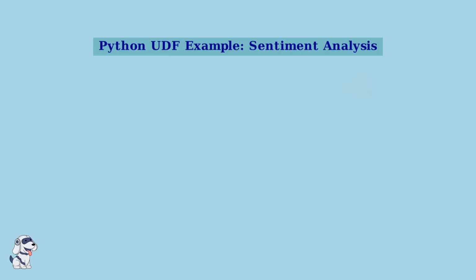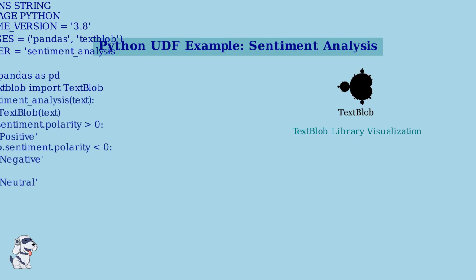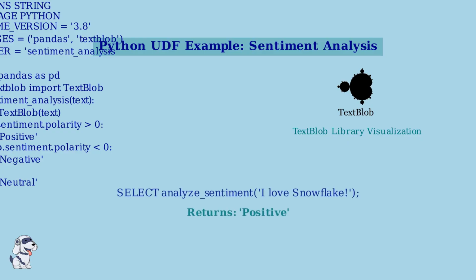This Python UDF demonstrates sentiment analysis using the TextBlob library. It takes text input and returns sentiment as positive, negative, or neutral based on polarity. The function imports pandas and TextBlob, then analyzes the sentiment polarity of the input text. To use the UDF, call it with a text string. For example, analyzing "I love Snowflake" returns positive sentiment.